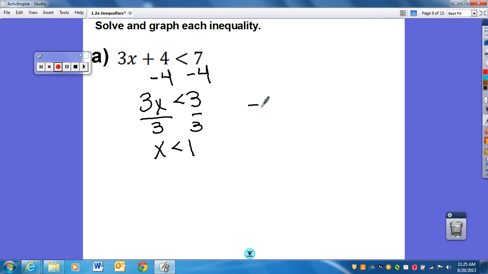Now to graph. Simply draw a number line and place a tick mark on the number line at the value of your solution. Because it is less than, we want to make sure that we have an open circle. And now we need to shade all the values that will make our inequality true. Any number that is smaller than 1 will make my inequality true, such as 0, negative 1, etc. So I will shade to the left, and that is where the numbers are smaller on the number line.